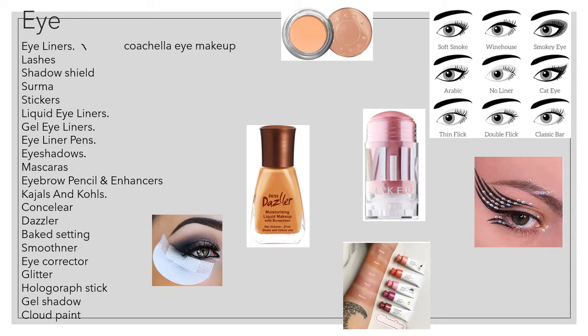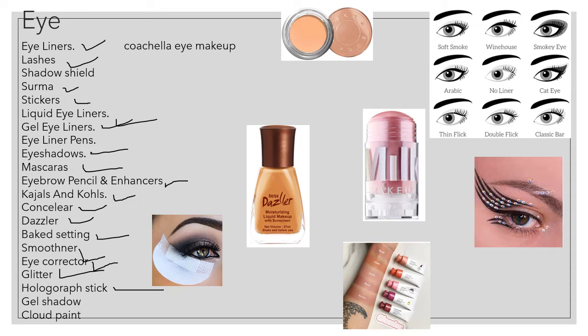For eye makeup, you have eyeliners, eyelashes, surma, stickers, liquid liner, gel liner, eyeshadows, mascaras, eyebrow pencils, kajals, kohls, concealer, dazzler, baked setting powder, smoothener, eye corrector, glitter, holograph stick, gel shadow, cloud paint, and Coachella eye makeup. Coachella is basically eye stickers that are applied.